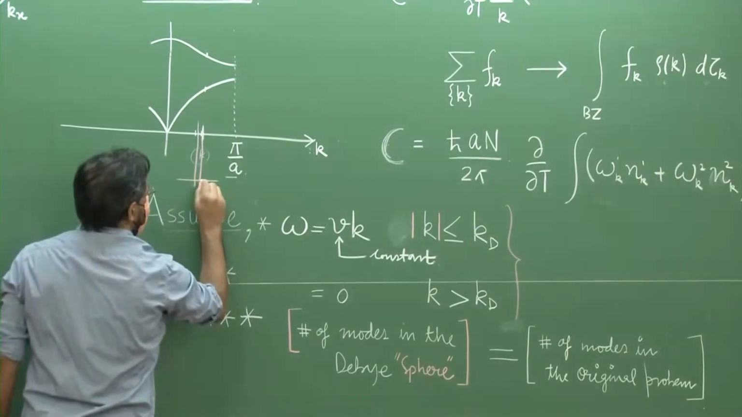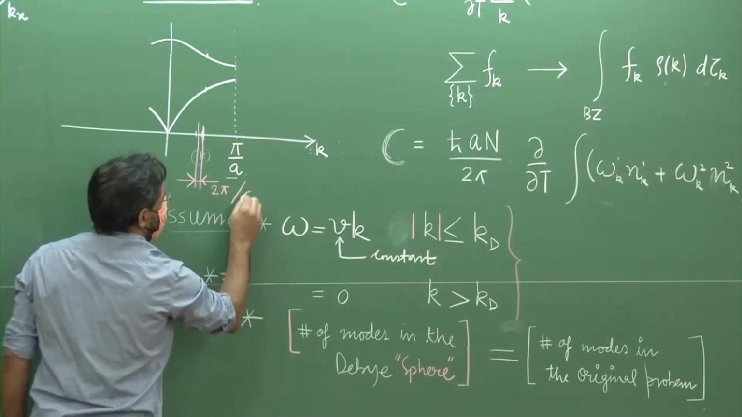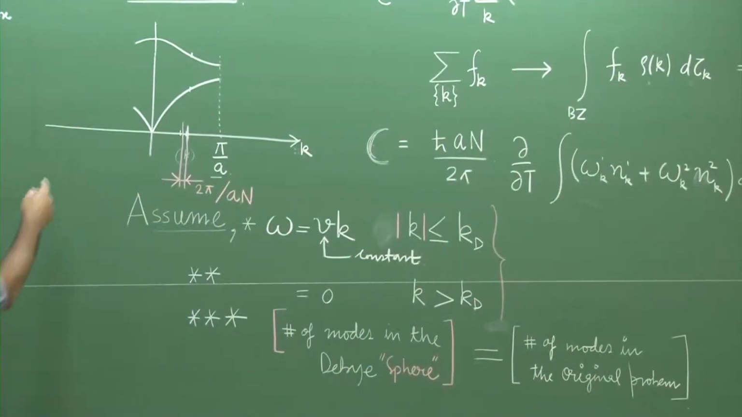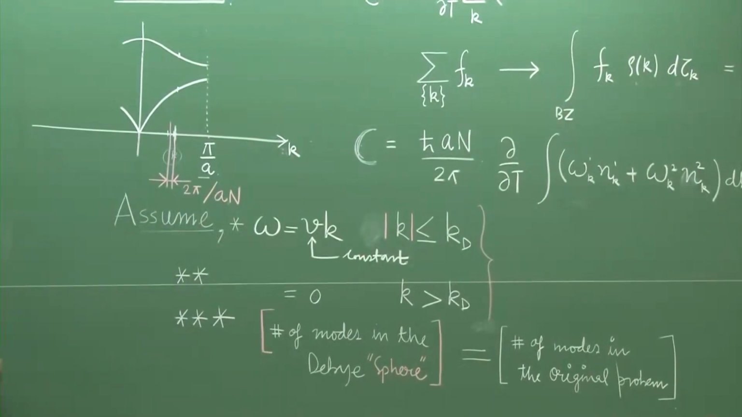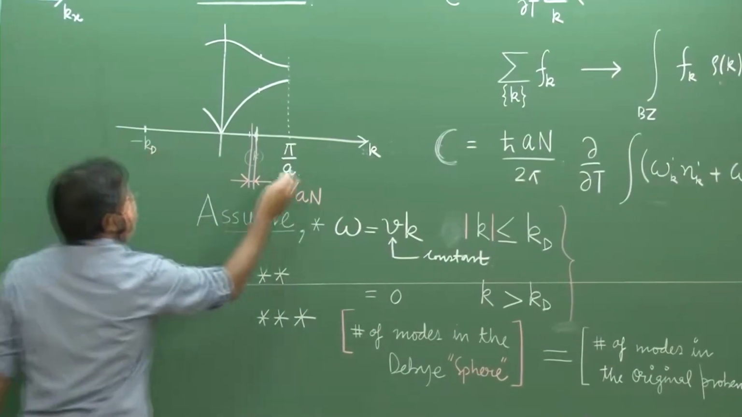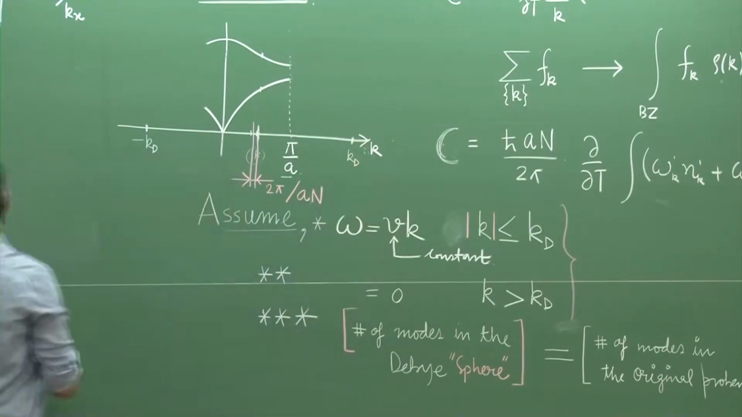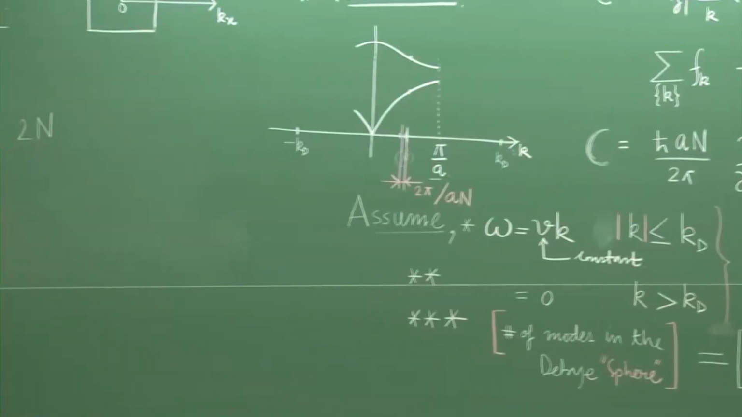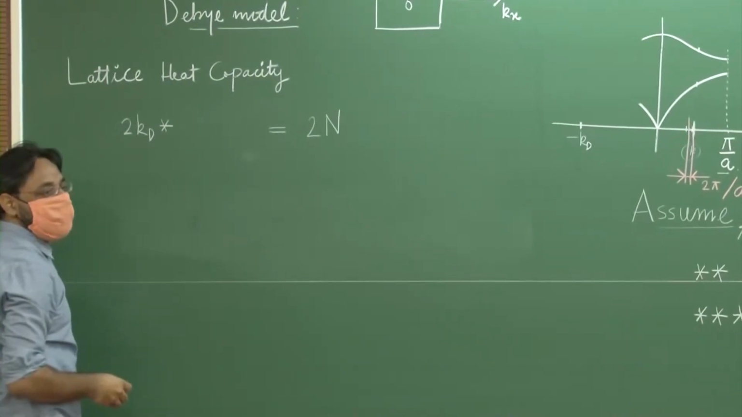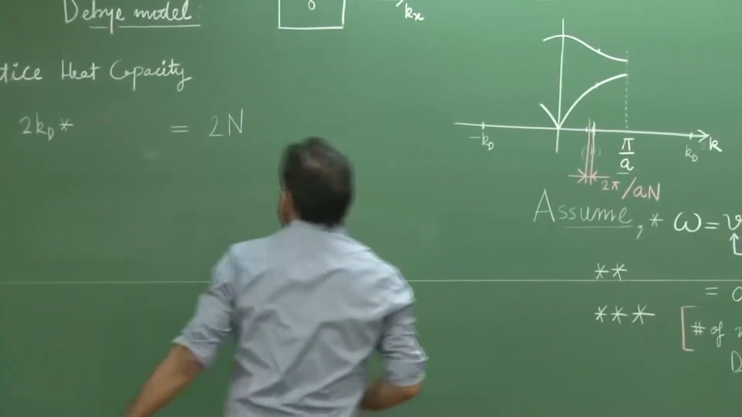So this is 2 pi by aN. That is why the density was aN by 2 pi, no? And this is the same everywhere, no matter where you go. So, your Debye sphere extends from here, this is minus Kd and this is plus Kd, let us say. So, what is the size of the Debye sphere? Minus Kd to plus Kd, that is twice Kd, multiplied by the density of k points. Density of k points is how much? Yeah, aN by 2 pi.